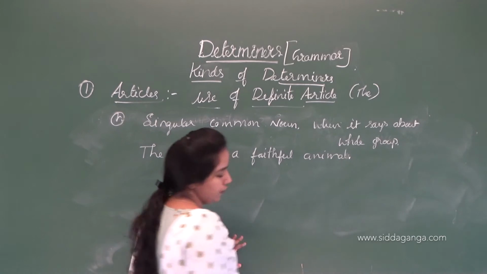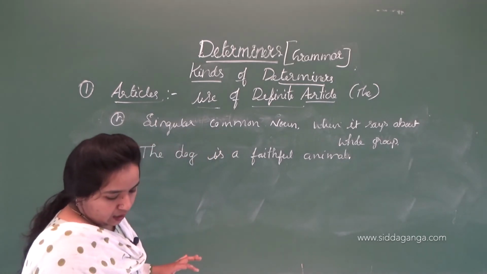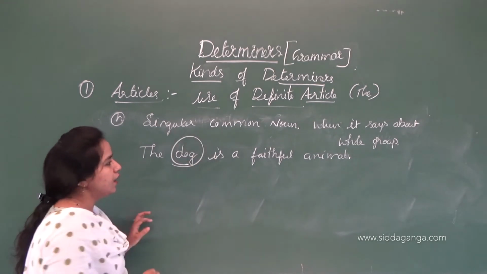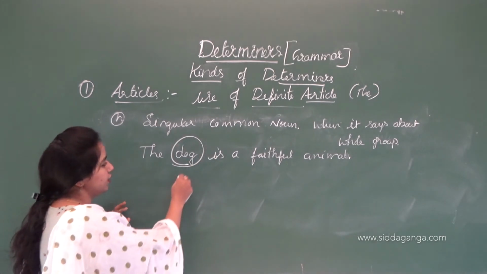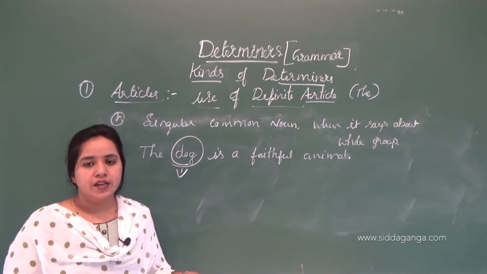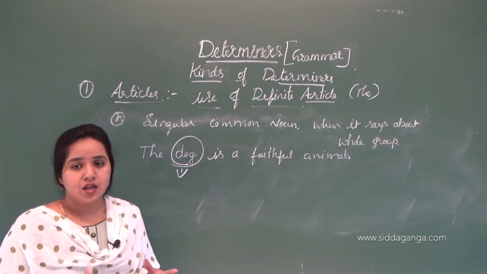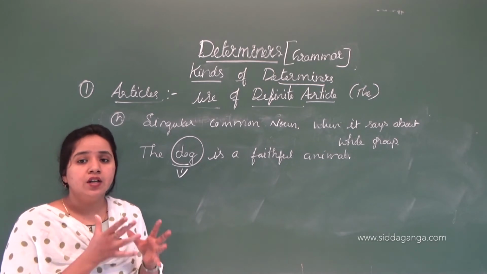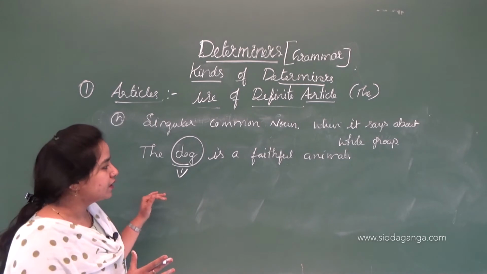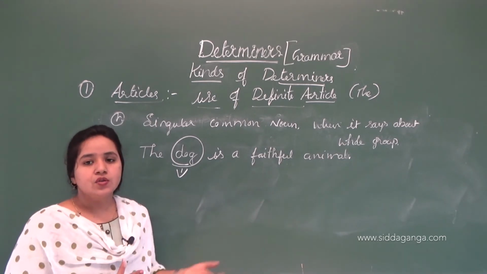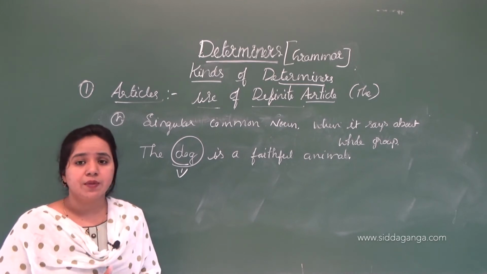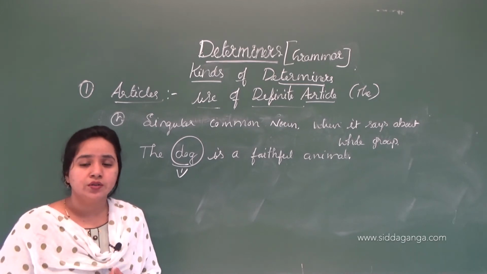Okay, faithful animal. So here, the dog. When it comes to the common noun, it is a common noun, but it does not say anything about a particular dog. It says about a whole class, the whole family of dogs. It means the group of dogs which come under faithful animals. They always have this behavior. They are faithful. They are loyal to their owners.